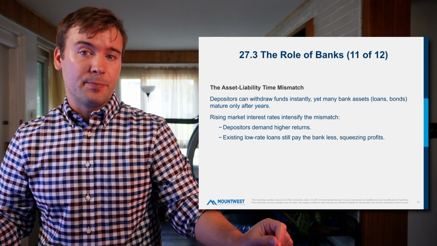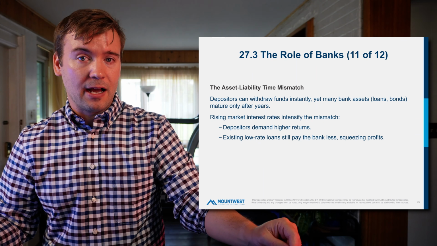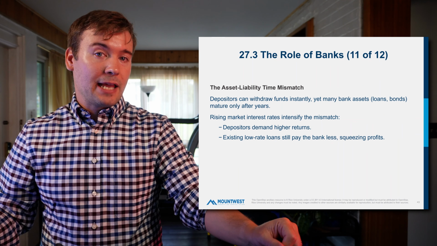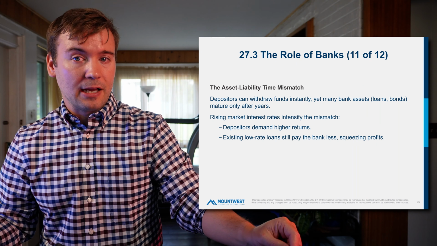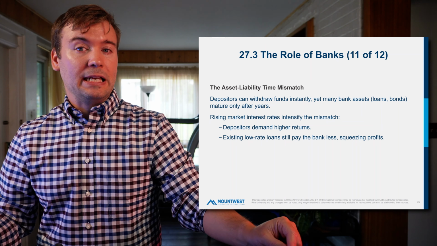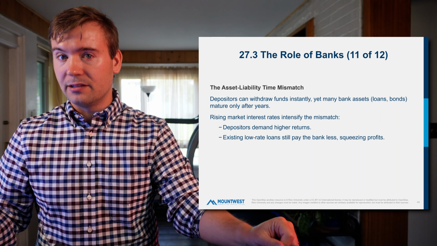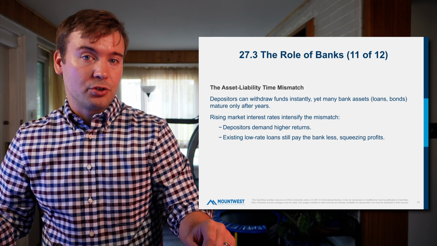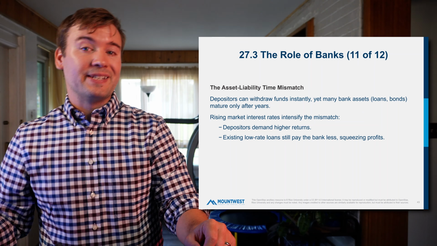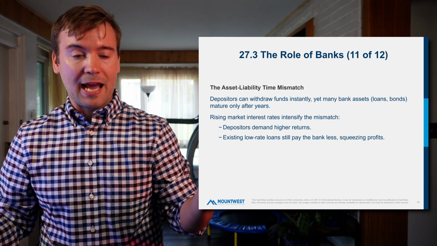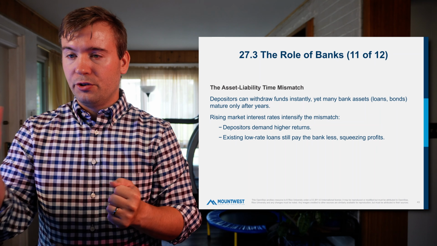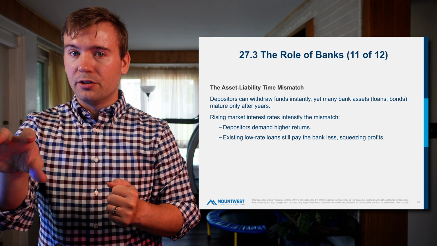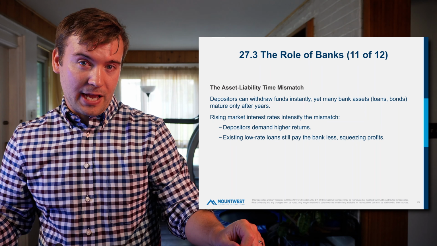Another significant risk banks face is called the asset liability time mismatch. This means that a bank's liabilities, primarily its customers' deposits, are typically going to be short-term, meaning that depositors can withdraw their funds instantly or with very short notice. However, many of a bank's assets, like long-term loans, like a 30-year mortgage, and their bonds, mature only after many, many years. So this mismatch between customers who can ask for money right now and you, the bank, who has money tied up for years, this mismatch creates a bad situation sometimes.